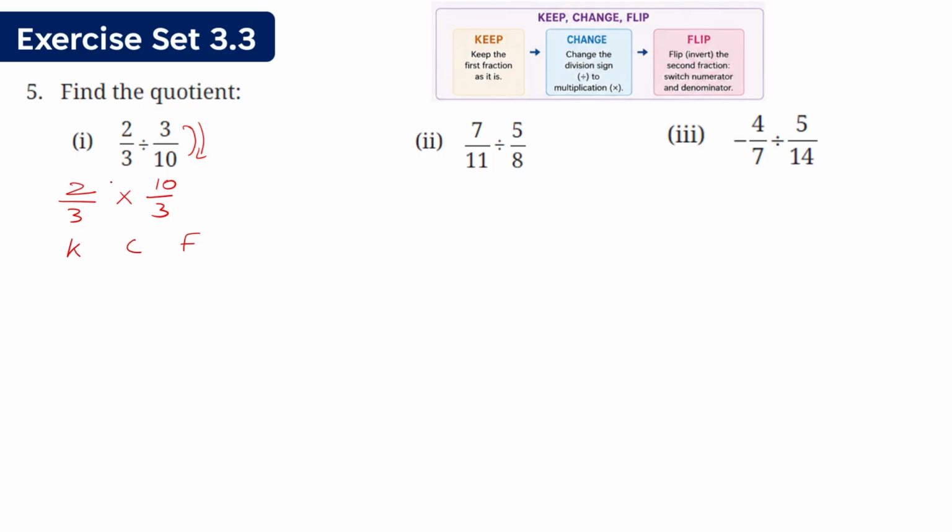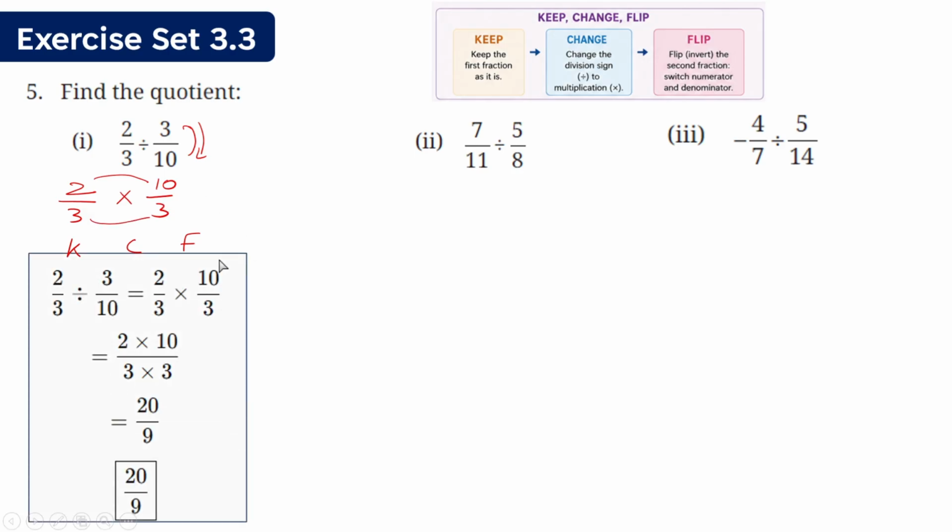And how do we multiply fractions? We multiply the numerators together and we multiply the denominators together. And it's very easy. So we do the keep, change, flip: keep the first fraction, change the division symbol to multiplication, and flip the second fraction. So 2 times 10 is 20, and 3 times 3 is 9, 20 over 9. But you could see that this is an improper fraction because the numerator is larger than the denominator.